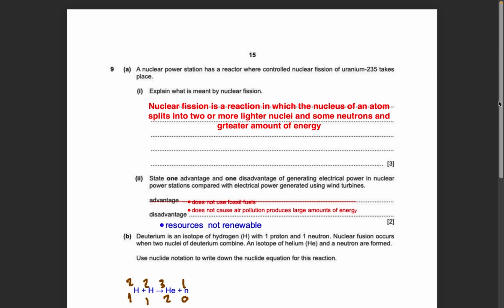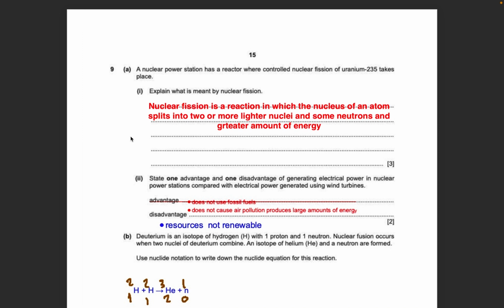Question 9. A. A nuclear power station has a reactor where controlled nuclear fission of uranium-235 takes place. I. Explain what is meant by nuclear fission. Actually, nuclear fission is the reaction in which the nucleus of an atom splits into 2 or more lighter nuclei and some neutrons and a greater amount of energy. And this is opposite to nuclear fusion.